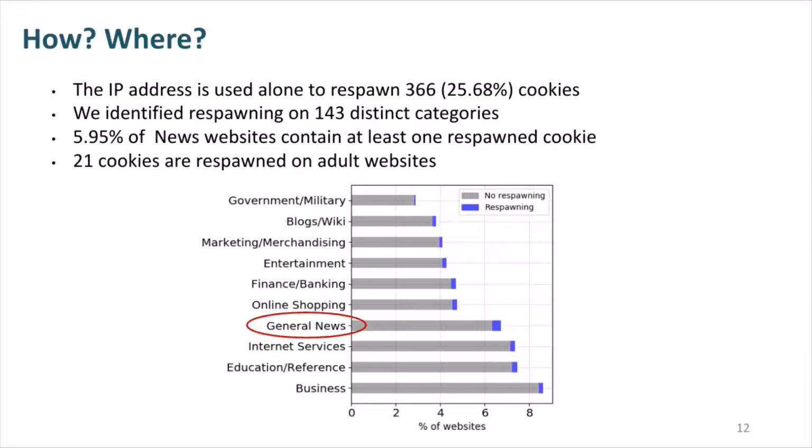Finally, we found that respawning is also happening on sensitive websites such as adult websites. We detected 21 cookie instances that are respawned on such websites.